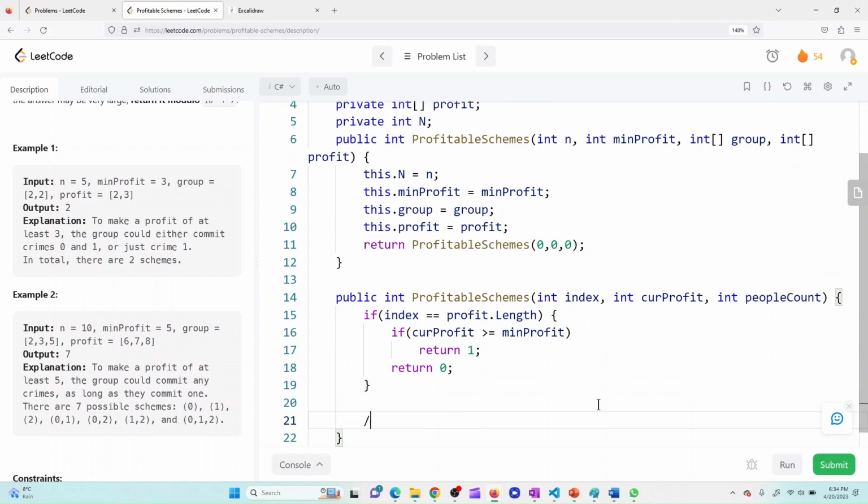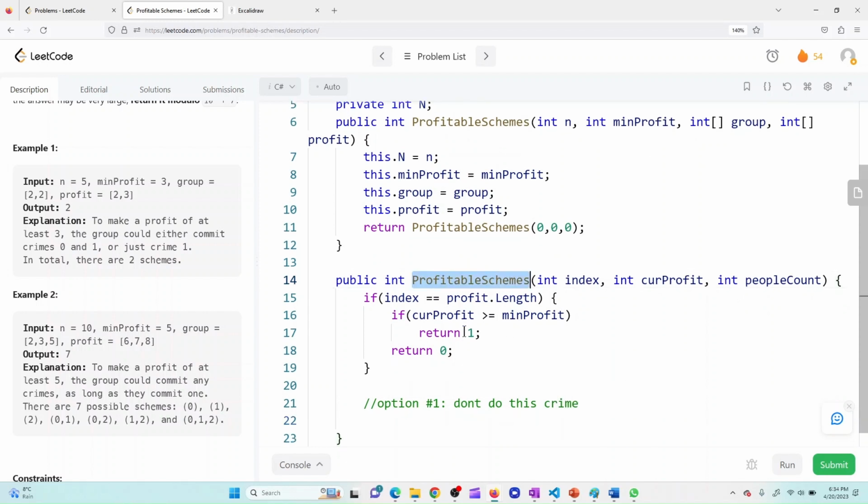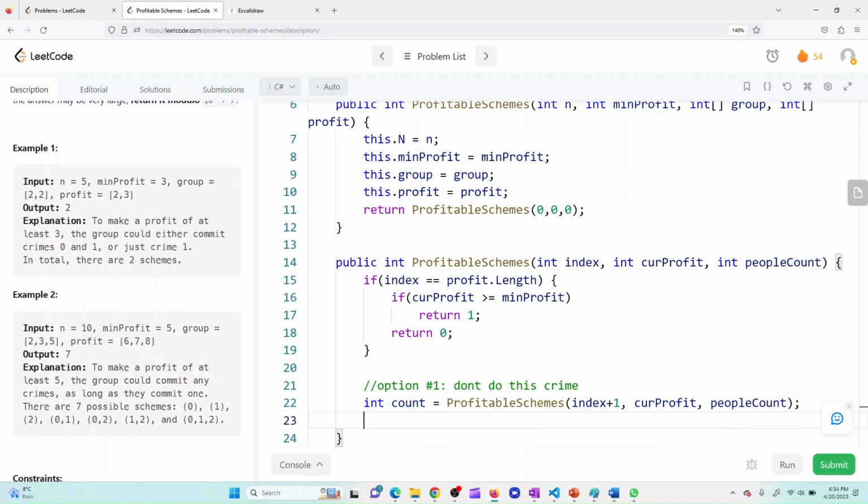Alright, now I have option 1: don't do this crime. If you're not doing this crime, that means now I am going to work on the next crime, so that is index plus 1. My profit has not been changed, and my number of people involved has not been changed.